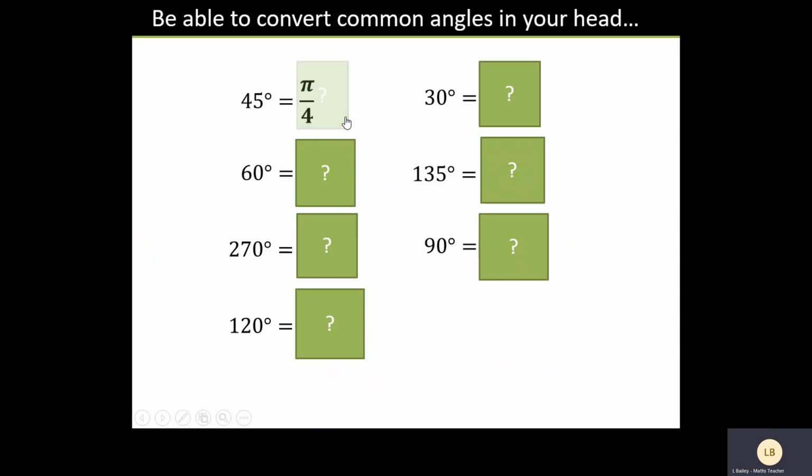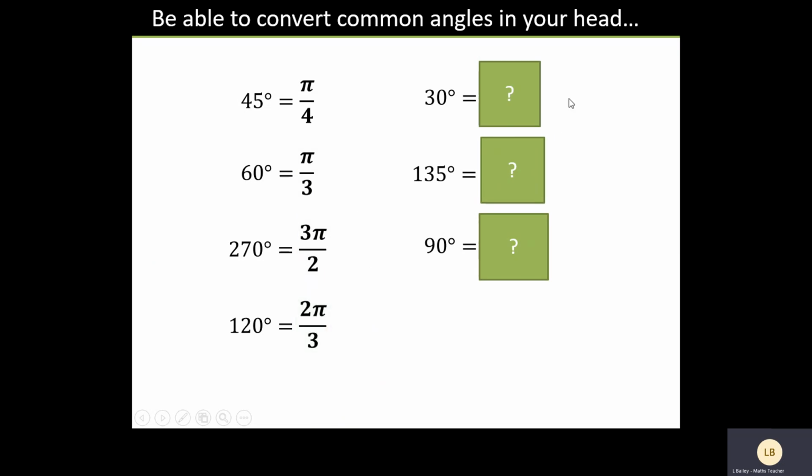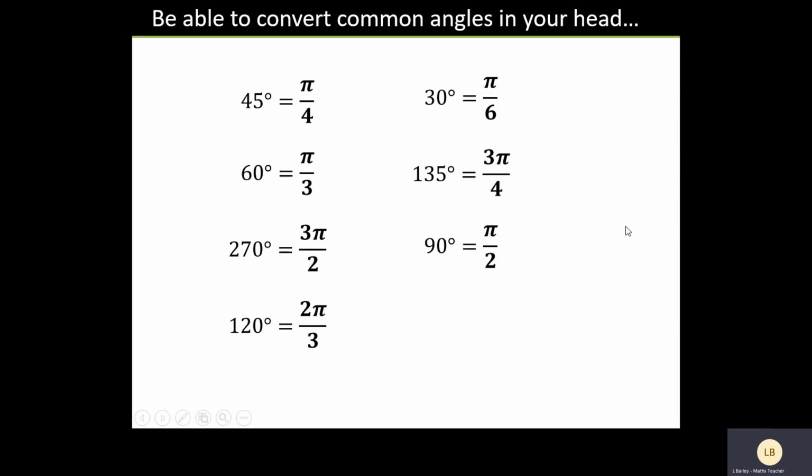So you should have seen 45 is pi by 4, 60 is pi by 3, 270 is 3 pi by 2, 120 is 2 pi by 3, 30 is pi by 6, 135 is 3 pi by 4, and 90 is pi by 2.